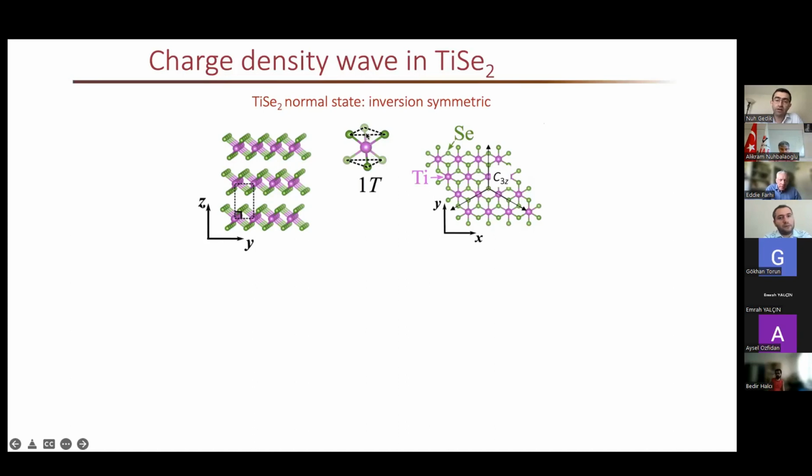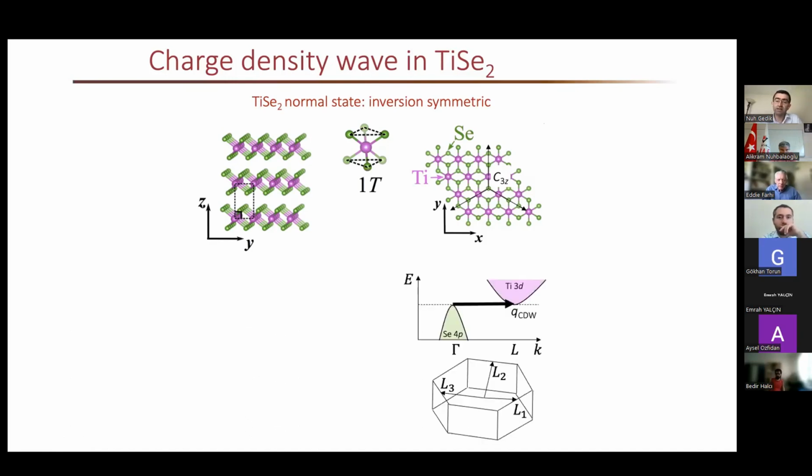Now, if you look at high temperature, above the charge density wave transition, you can see that this titanium is an inversion center. This is an inversion symmetric structure. So because inversion symmetry is preserved, it's not chiral at high temperatures. Now, this material does go through a phase transition. So this is what the bands look like. There are 2 orbitals, selenium 4p and titanium 3d, and the material actually develops a modulation at the wave vector that connects them.